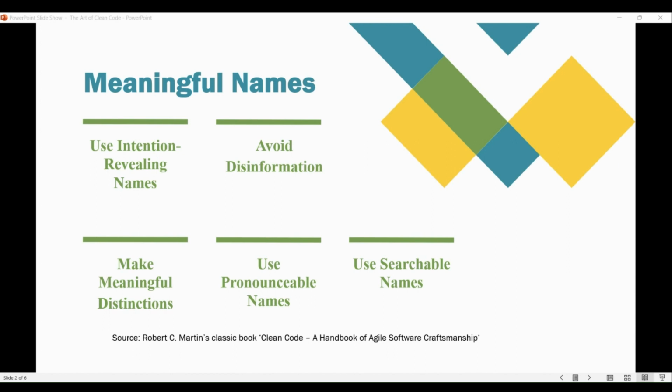The second point is avoid disinformation. The point which Robert Martin is trying to make here is that programmers must avoid leaving false clues that obscure the meaning of code. We should avoid words whose entrenched meanings vary from our intended meaning. For example, do not refer to a grouping of student names as a student list unless it is actually a list. The word list means something specific to programmers. If the container holding the names is not actually a list, it may lead to false conclusions. So, a student group or student names would be a better option.